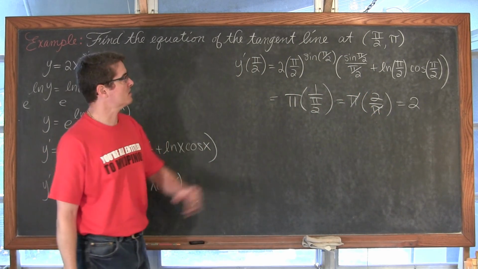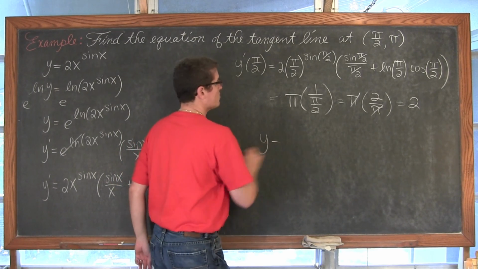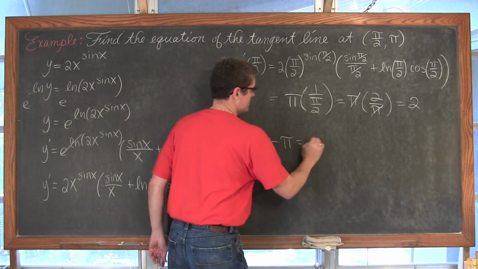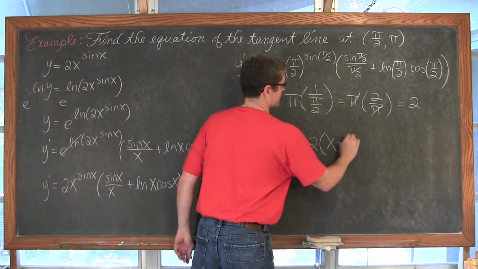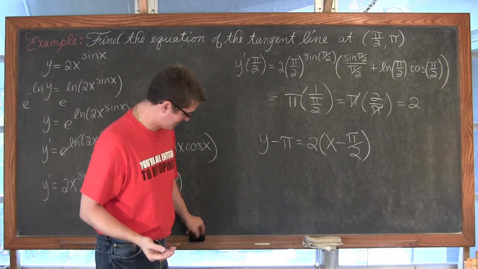So the equation of our tangent line at that point is, and I'm just going to leave this in point-slope form, y minus pi is equal to 2 times x minus pi over 2. And that is the end of my last example.